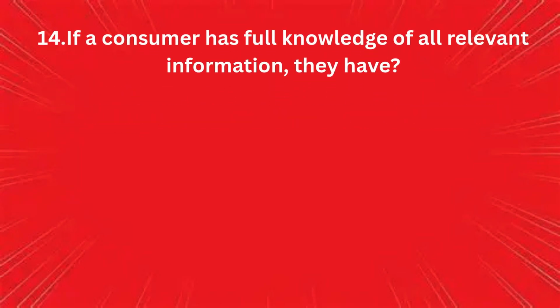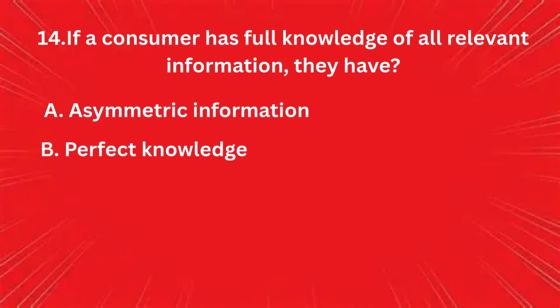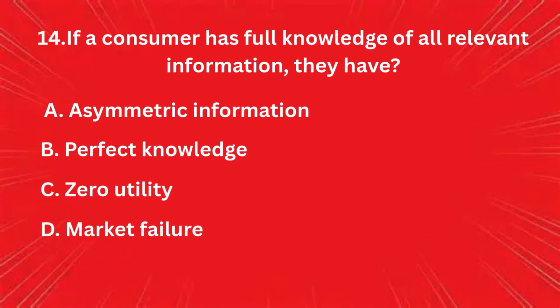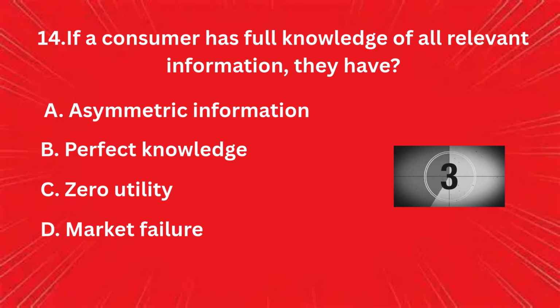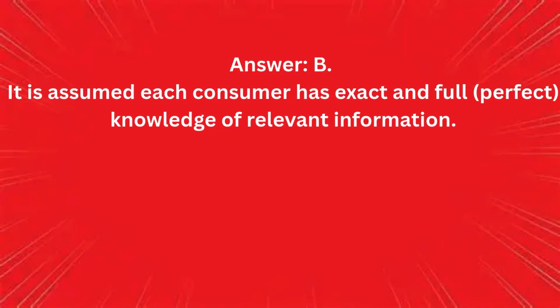14. If a consumer has full knowledge of all relevant information, they have A. Asymmetric information. B. Perfect knowledge. C. Zero utility. D. Market failure. Answer. B. It is assumed each consumer has exact and full, perfect knowledge of relevant information.